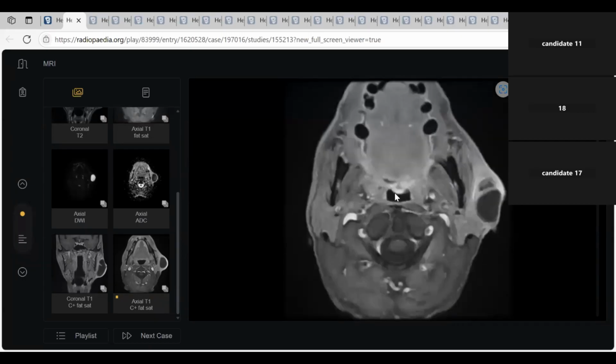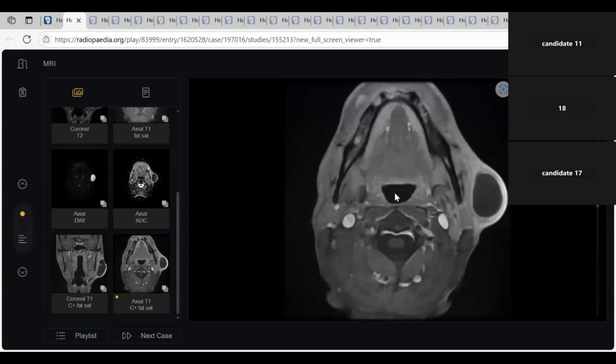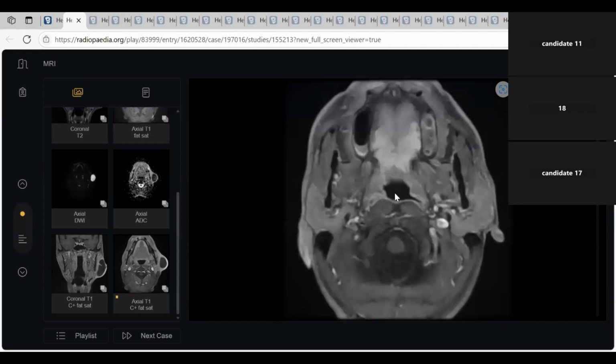This is an infected cyst, and she put a reasonable differential diagnosis: abscess, infected branchial cyst, or infected lymph node. Thank you so much. I bring this case to talk about the branchial cleft cyst, or the branchial cleft at all.